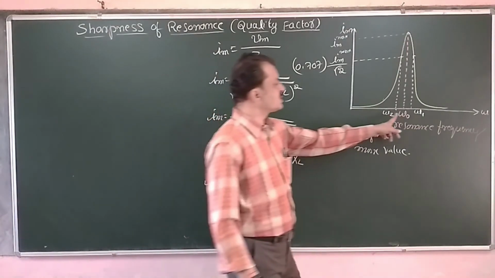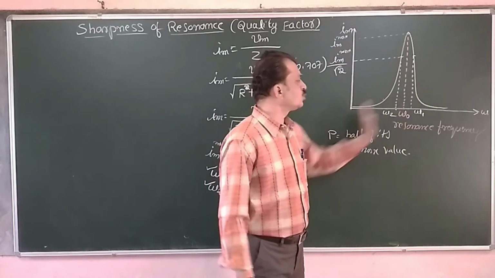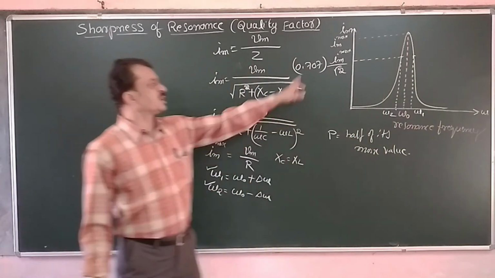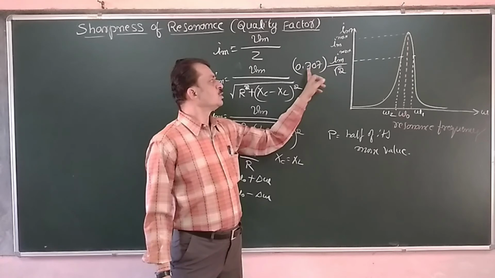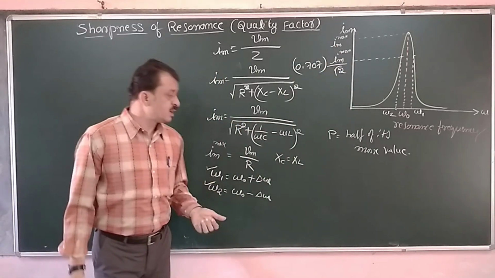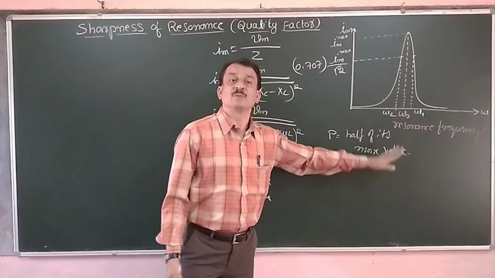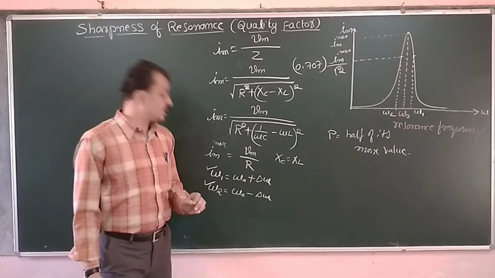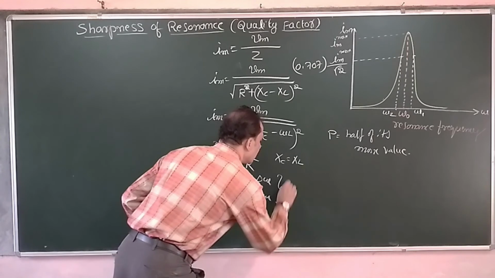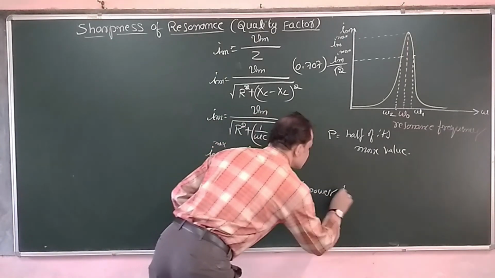The maximum power is dissipated at the resonance frequency. Now we are choosing two more frequencies on either side of the resonance frequency at which the current reduces to 0.707 of its maximum value and the power dissipation becomes half of its maximum value. Then these two frequencies are called half power frequencies.